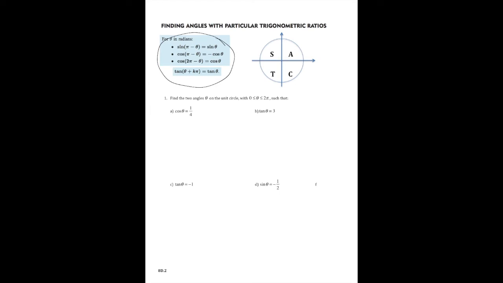So let's try this first question. It says find two angles theta on the unit circle with theta between 0 and 2 pi. In other words, theta could be from 0 all the way around to 2 pi. Does that make sense? We're not going to the negative, because this domain says it's just from 0 to 2 pi. We're not needing to go backwards.